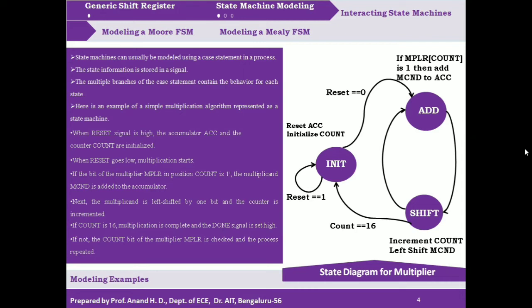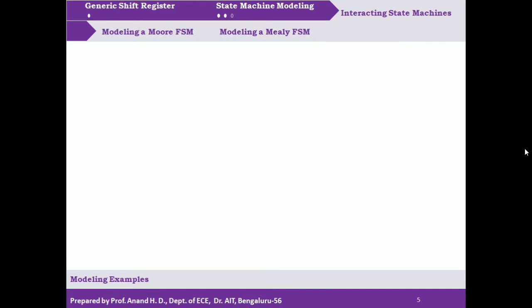So this is with respect to the state machine diagram for modeling the multiplication process as a state machine. Now let us understand how we can model this using Verilog code, that is, using case statements. First, module multiply will be the name of the module. Then we have the parameters MPLR, MCND, clock, reset, done and ACC.